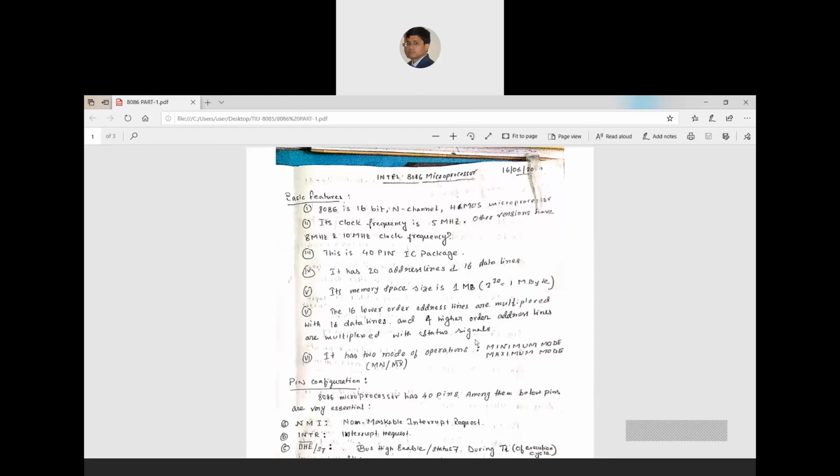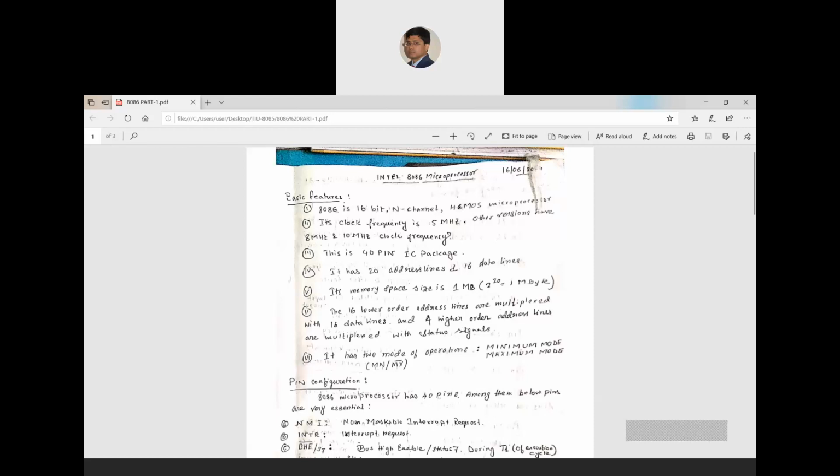And where the multiplexing is applied: the 16 lower order address lines are multiplexed with 16 data lines, and the 4 higher order address lines are multiplexed with 4 status signals. So this is the way the scheme is possible.